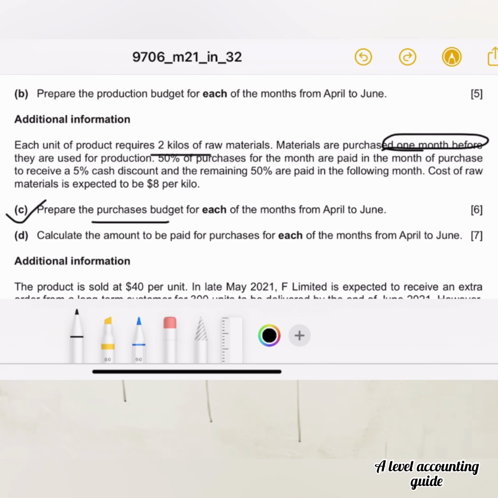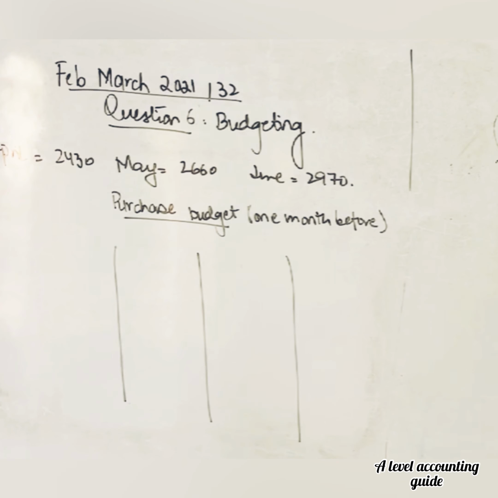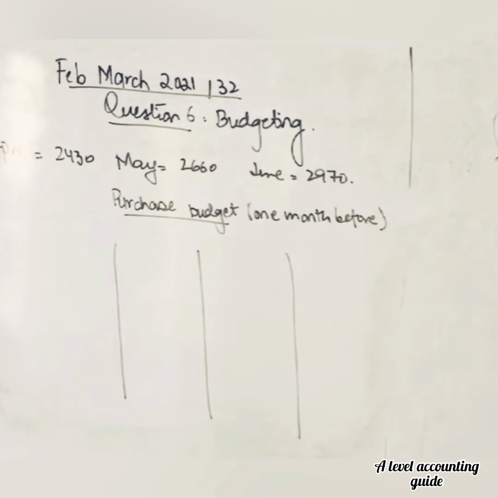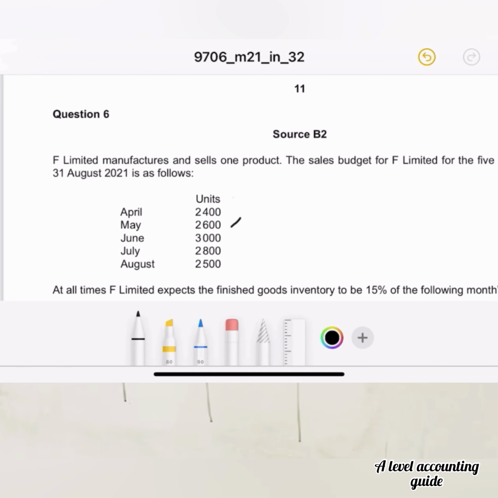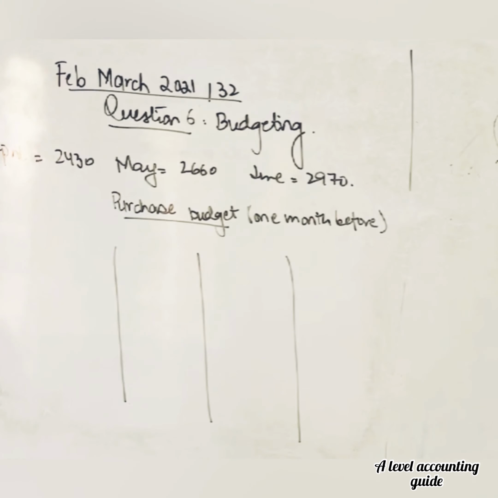So we had made the production budget in the last part. So purchase budget uses the values of the production budget, like I've stated, April, May and June production budget values that are supposed to be used in the purchase budget. 2 kilos per material, and you're going to purchase the material 1 month before that. For instance, for May you will be purchasing in April, for June you will be purchasing in May, so 1 month before that. Further, they said that 50% of purchases for the month are paid in the month of purchase and receive a 5% cash discount, remaining 50%. So that is related to the payment, not required yet, and the cost of raw materials expected to be 8 per kilo. Now we'll do the following calculation.